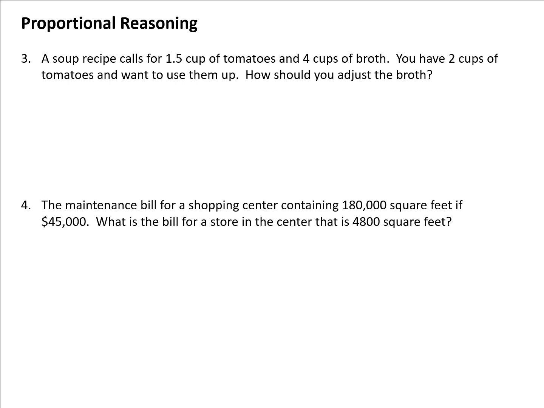Okay, so we want to be consistent so that the recipe still has the same proportions when we increase the tomatoes. So first, just like we've been doing before, look at what you should use and make a rate out of it, or a ratio in this case, because the units are the same. 1.5 cups of tomatoes and 4 cups of broth. So remember, I've got the tomatoes on top and I've got the broth on the bottom.